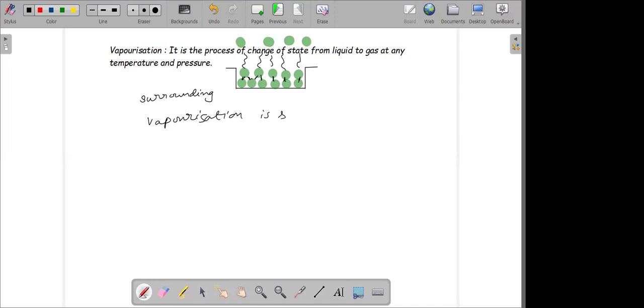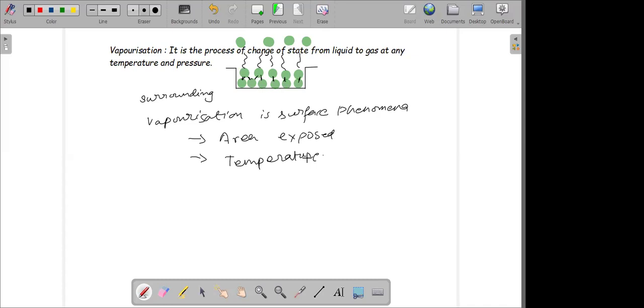It is a surface phenomenon and it depends upon the area of the fluid that is exposed, and it is also dependent on temperature. Higher the temperature, more will be the rate of evaporation. The lesser the temperature, lesser will be the rate of evaporation. Got it?